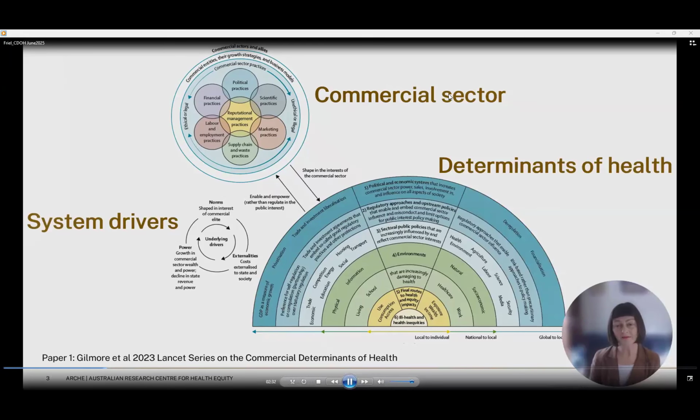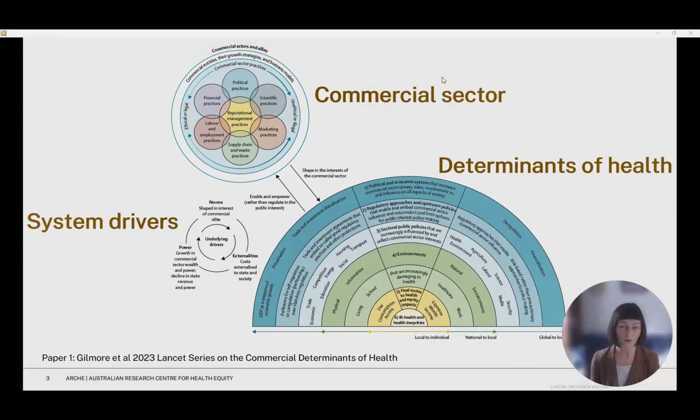And underpinning so much of both what happens in the commercial world and the broader determinants of health space are what we refer to as the system drivers. So issues of power, of norms, and of external costs that come from the interaction between commerce and the determinants of health. So let me just tease this out a little bit more, particularly in the commercial sector.